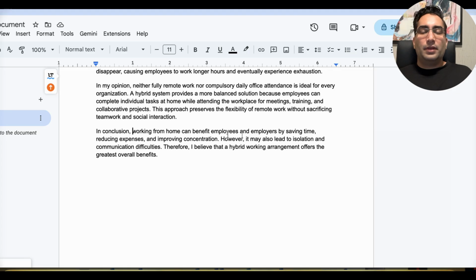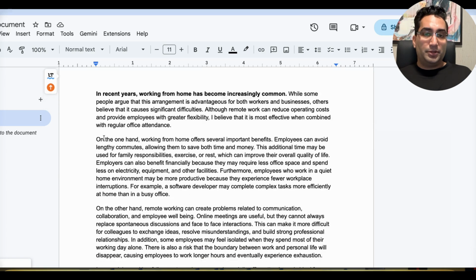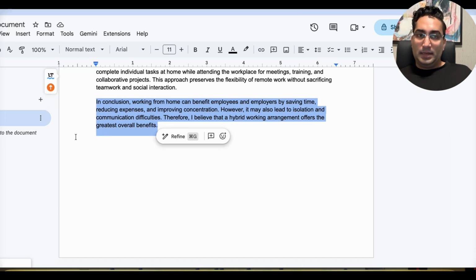Working from home can benefit employees and employers by saving time, reducing expenses, and improving concentration. However, it may also lead to isolation and communication difficulties. Therefore, I believe that a hybrid working arrangement offers the greatest benefit. Okay, one thing is you are rephrasing the intro. That's what you're supposed to do. So that is done nicely.